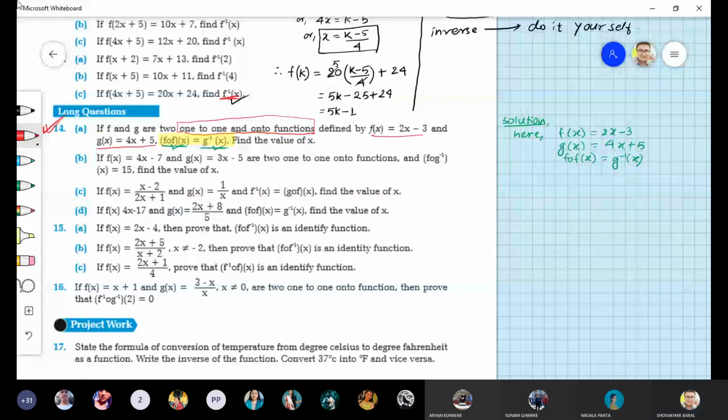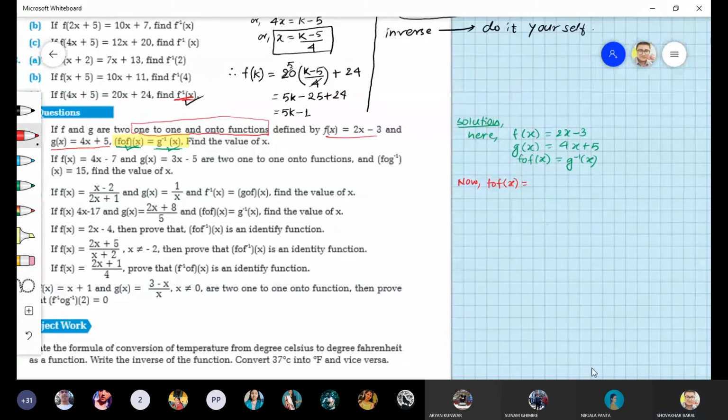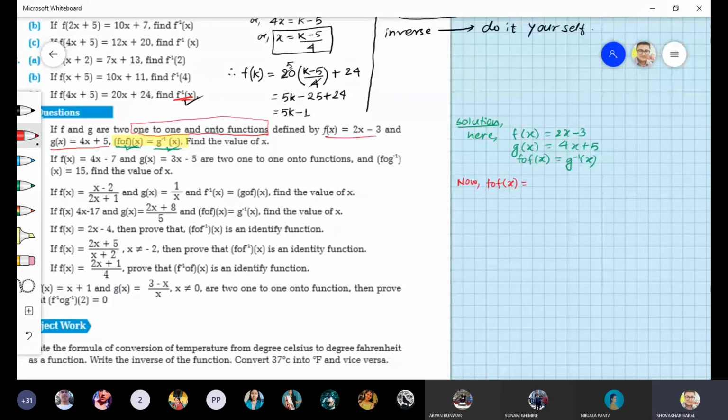Now f composite of f(x), if you can solve, then don't just wait for me. You can do it on your own also. f composite of f(x) is equal to f of f(x). We are going to find the composite of this function with the same function. Since this is f(x) = 2x minus 3, let me replace the value here. So it will be f of 2x minus 3.